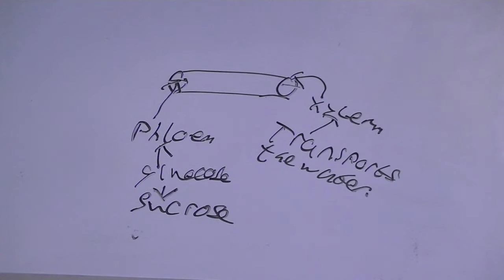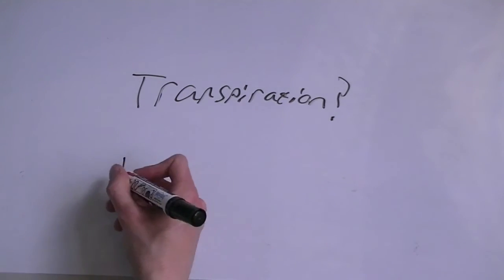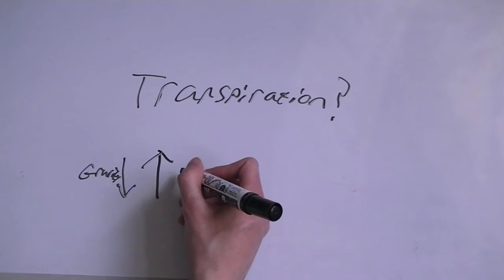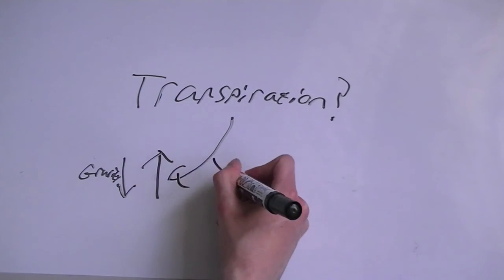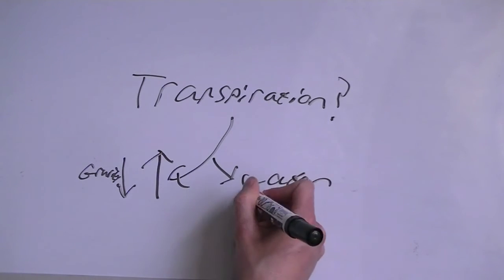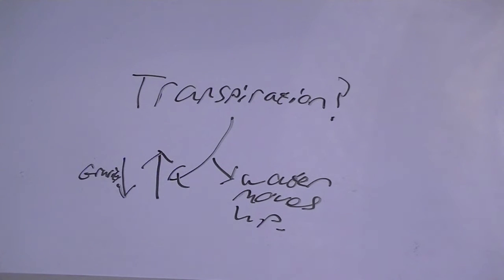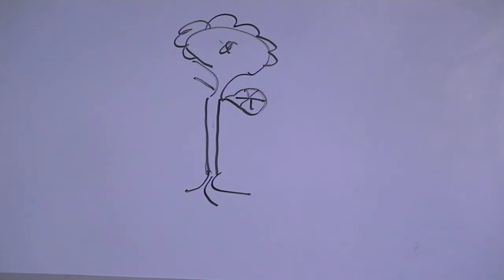Lastly, we're going to move on to something known as transpiration. What is transpiration, you may ask? Well, transpiration is when water moves against gravity. So obviously normally water would have to move downwards because of gravity. But with transpiration, water moves up. Now, how does the water do this, you may ask? Well, it does it using suction. So, how does this suction work with transpiration?